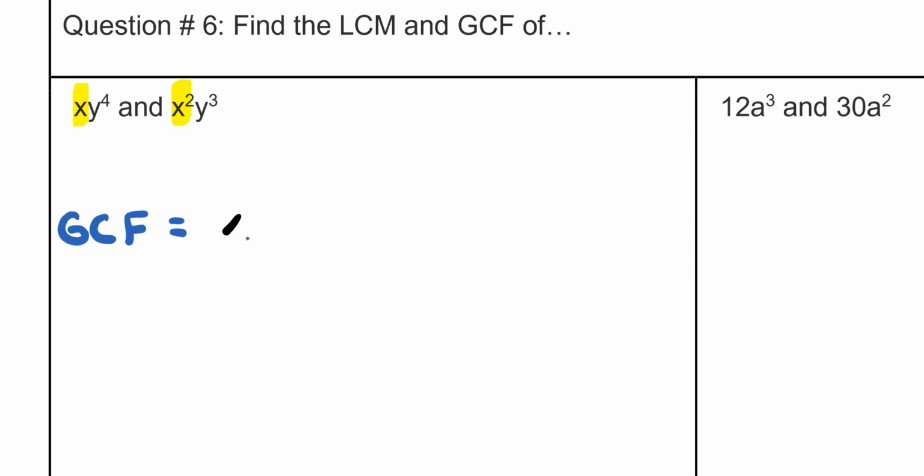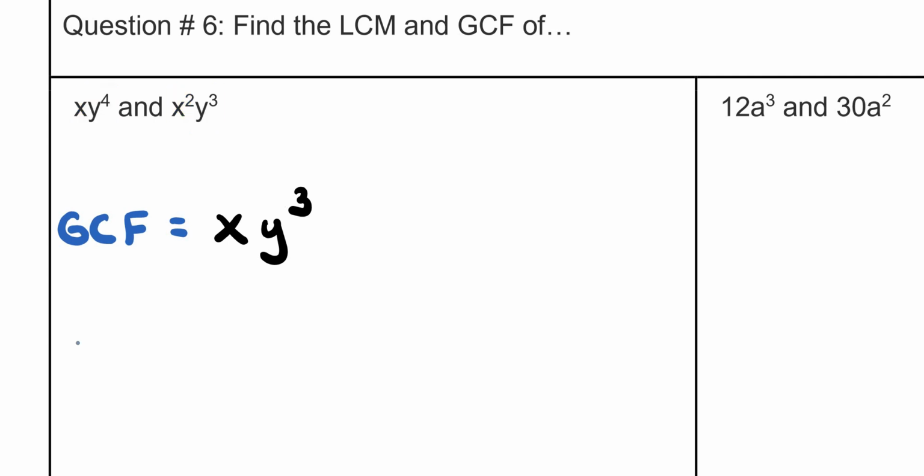just a single x. Okay, and then if I take a look at my y's, I have y to the 4 and y cubed. The greatest number of y's that I can remove from y to the 4 and y to the 3 is just y to the power of 3. I can remove a maximum of 3 y's from y to the 4 and y to the power 3 at the same time. Okay, so there's your GCF, x y cubed.